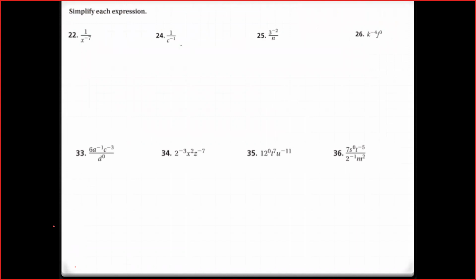Now I'm at 22. I will start to talk about 22. Now look here, 1 over x to the power negative 7. Every time I see a negative exponent, I have to remember that I have to do the reciprocal, then the opposite. So the reciprocal of 1 over x is x. Then, what is the opposite of negative 7? It is positive 7.